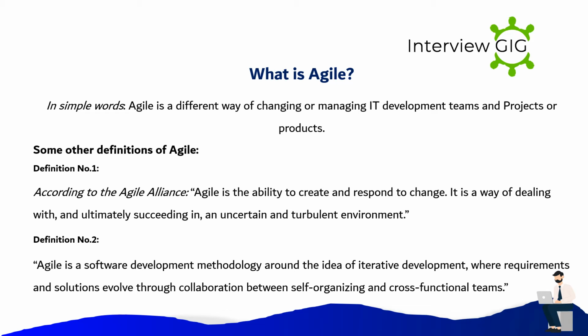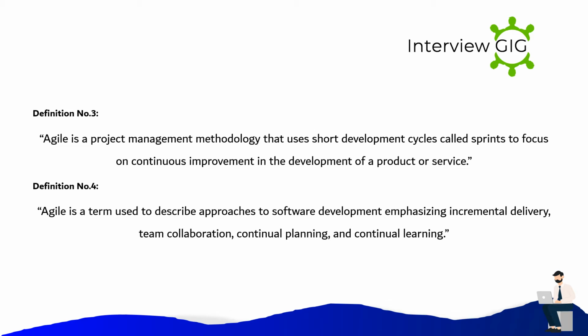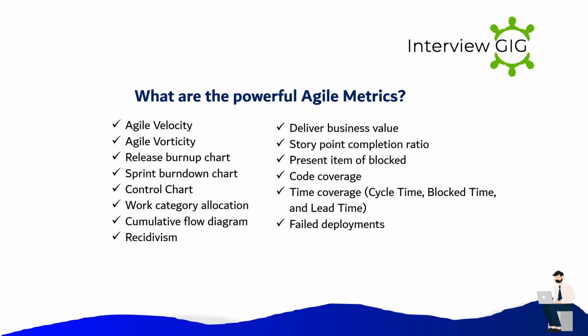Definition number 2. Agile is a software development methodology built around the idea of iterative development, where requirements and solutions evolve through collaboration between self-organizing and cross-functional teams. Definition number 3. Agile is a project management methodology that uses short development cycles called sprints to focus on continuous improvement in the development of a product or service. Definition number 4. Agile is a term used to describe approaches to software development emphasizing incremental delivery, team collaboration, continual planning, and continual learning.